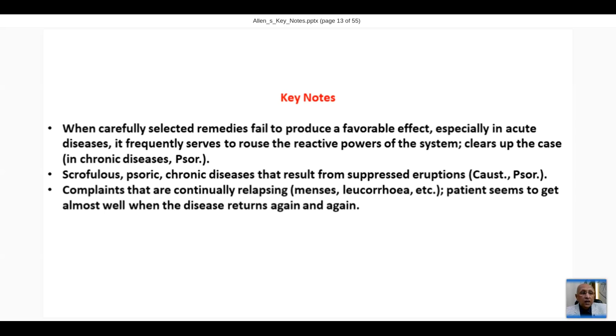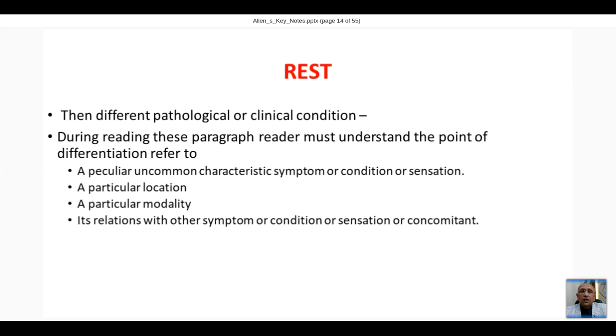And then next comes the most important part. Here the rest. Rest means what? The different pathological or clinical conditions start thereafter. You open any remedy, either Calcarea carb, or any remedy like Lycopodium, this is the sequence with which he has approached. Then come different pathological clinical conditions. While reading this paragraph, the reader must understand the point of differentiation referred to. First is a peculiar, uncommon, characteristic symptom or condition or sensation. So you have to look at what is that peculiar, specific, characteristic symptom of that specific pathology. What are the associated features with it? What is exactly the particular location? What is the specific particular modality? Its relation with other symptoms or conditions or sensations or a concomitant.